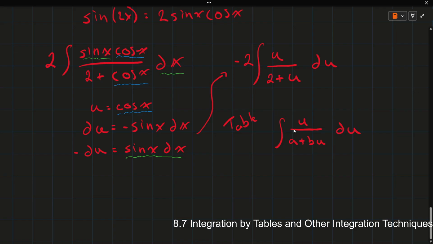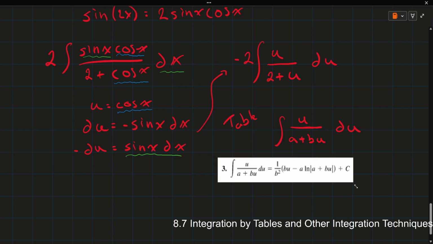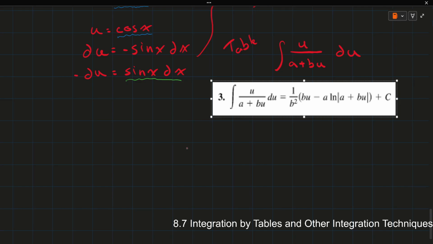We'd be looking for u over a plus bu du. I think I said that right. There were a lot of letters there. It's actually pretty convenient. Literally number 3 looks pretty much identical to that. If we take a look at our table, I know I didn't scroll to it this time, but I think you guys got the hang of it. But look at that, u over a plus bu du. Bada bing, bada boom. So I'll scroll down here.